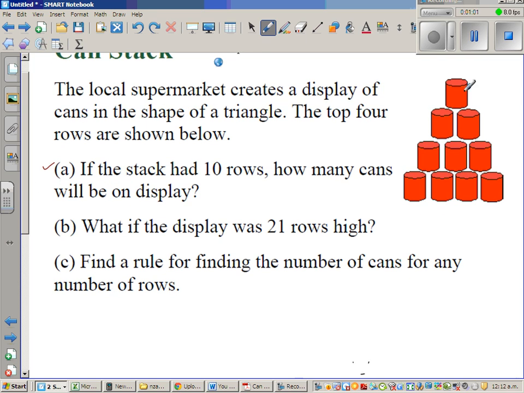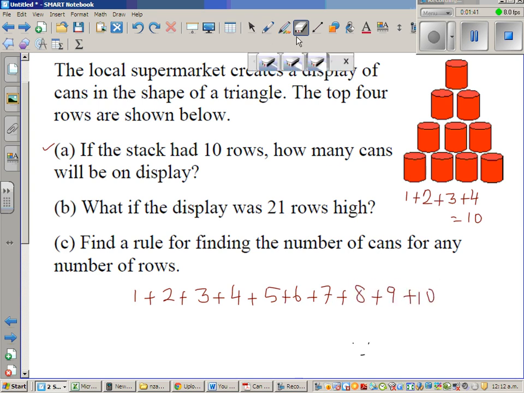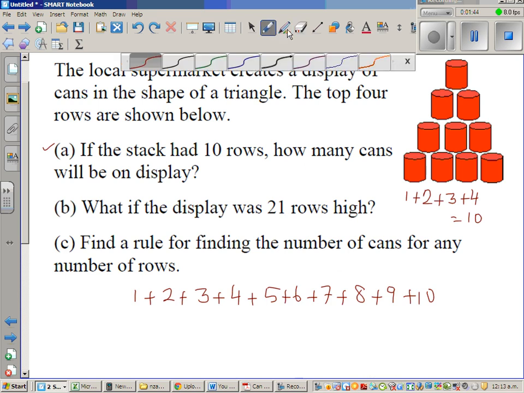Let us do the small case first. This will be 1, the total number of cans would be 1 plus 2 plus 3 plus 4. Now this, of course, you can do without any formula. So this is 7, there are 10 cans here. Now for 10 rows, the total number of cans would be 1 plus 2 plus 3 plus 4 plus 5 plus 6 plus 7 plus 8 plus 9 plus 10. Now you can add them, there's nothing wrong there, but let us see whether we can make up a formula.